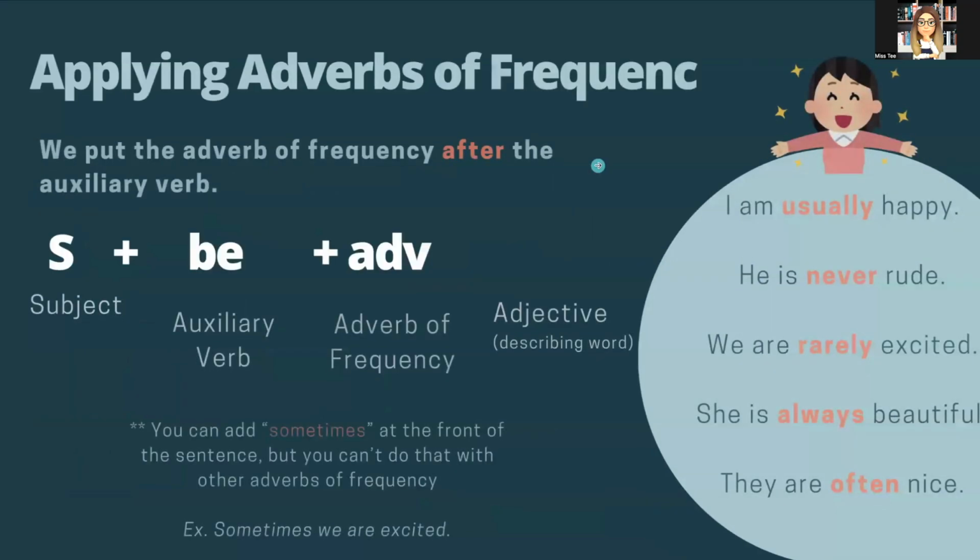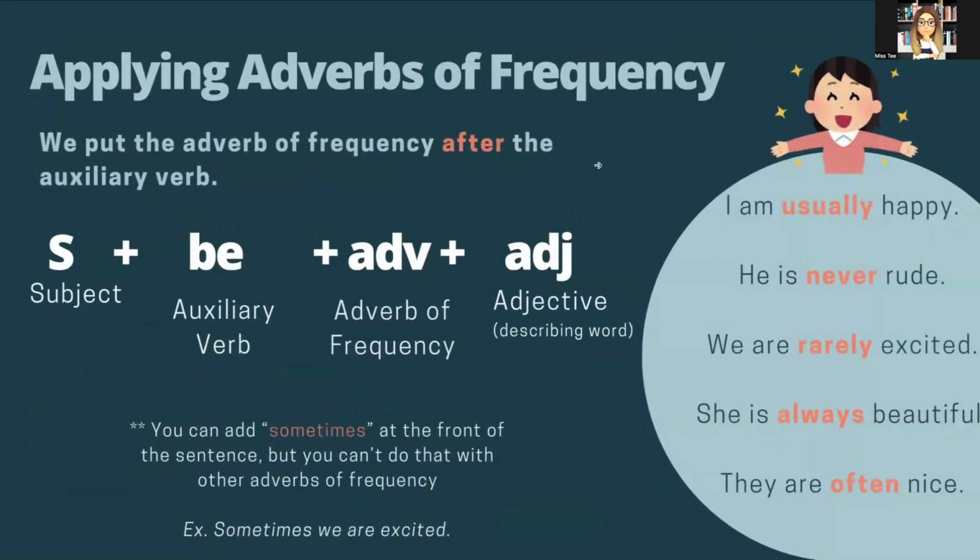Now, what does this mean when we're applying adverbs of frequency? We put the adverb of frequency after the auxiliary verb this time. So before, we put it before the main verb. Now we're putting it after the auxiliary verb. So this is kind of hard. Make sure you memorize this. Subject, the form of be, plus the adverb of frequency, plus the adjective. So these structures are different depending on the type of verb. If it's an auxiliary verb, the adverb of frequency goes after. If it's the main verb or action verb, the adverb of frequency will come before.